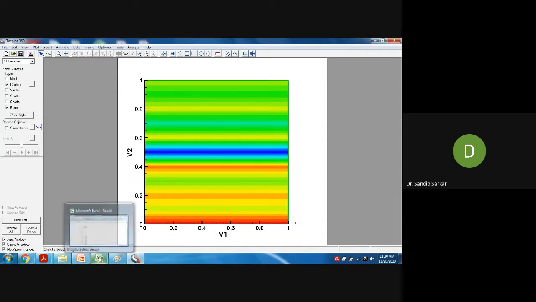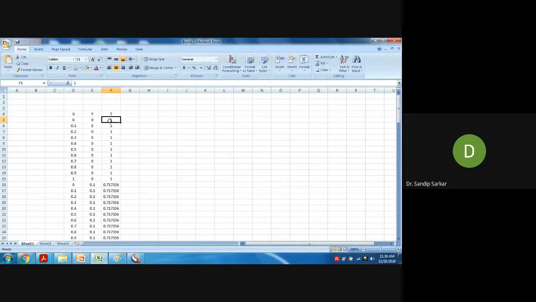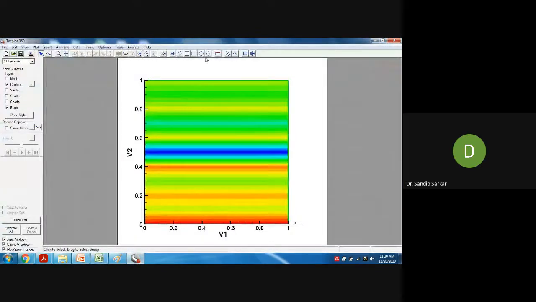Like the data file you have written, x data, y data, temperature. So how the temperature is varying over the whole domain, that contour plot can be generated with this Tecplot software. This is Tecplot, a post-processing software, a CFD post-processing software. Understood?